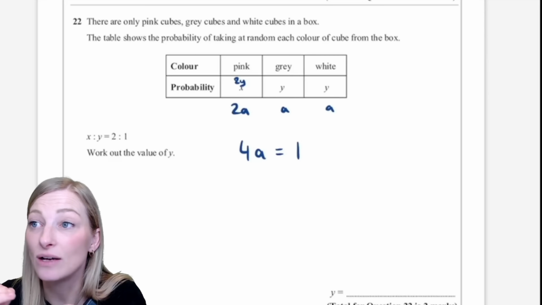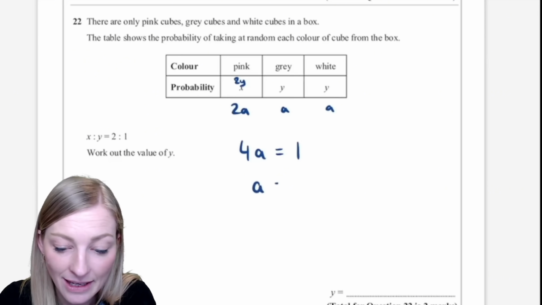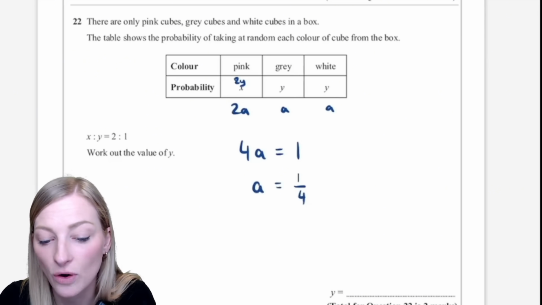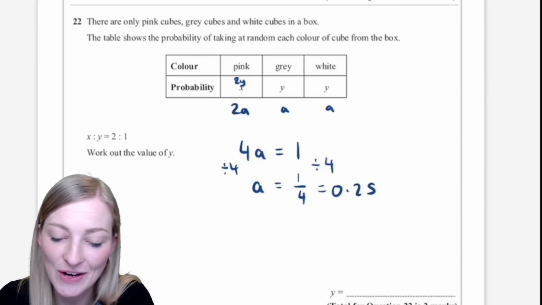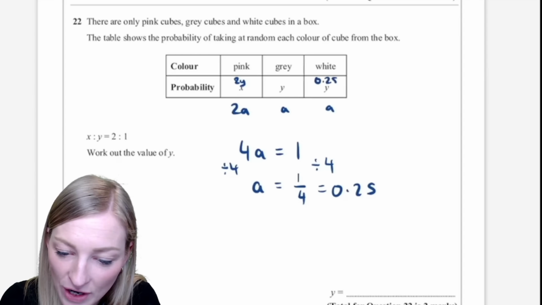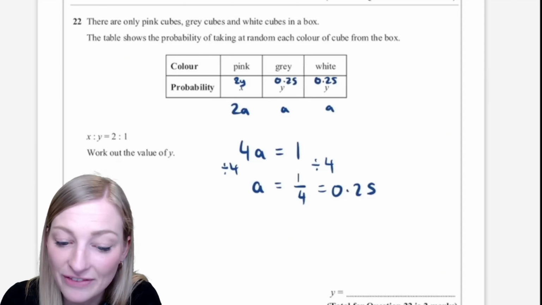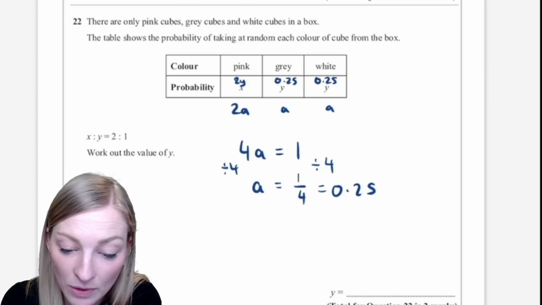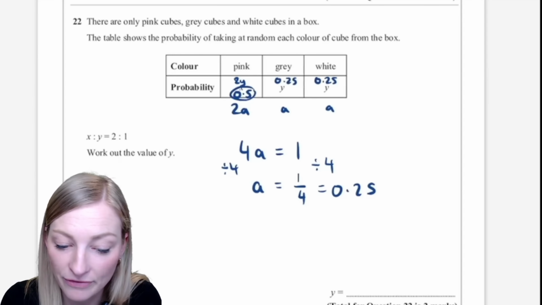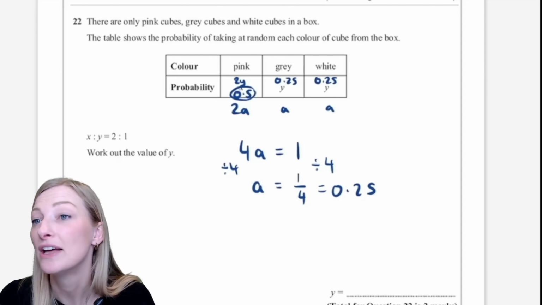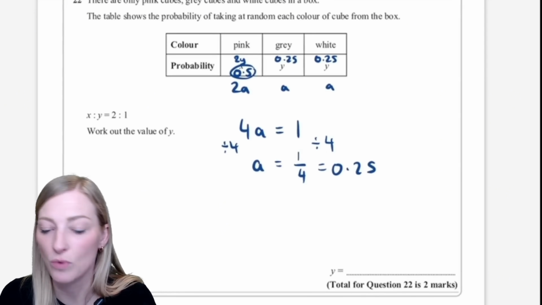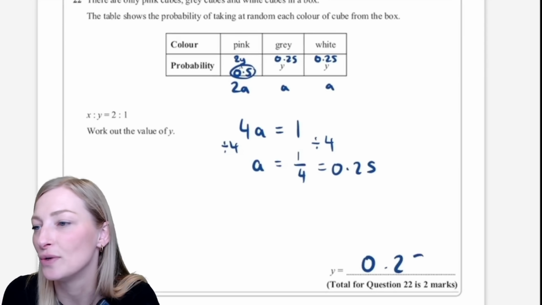If 4A equals 1, then A equals a quarter, 1 divided by 4. So I now know that this one is 0.25, this one is 0.25, and therefore the X is double, that one is 0.5. Work out the probability of Y, the value of Y, the value of Y is 0.25.